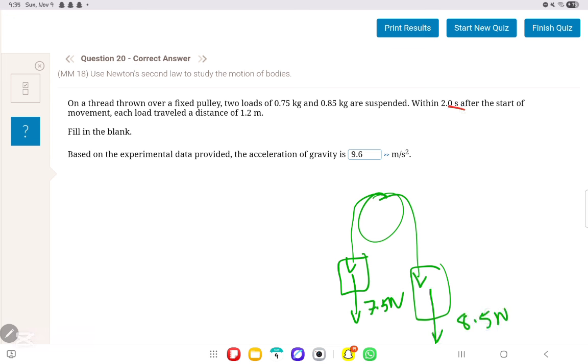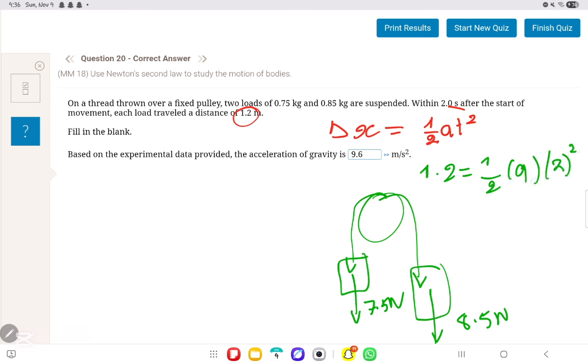Delta x is half a t squared plus v initial t. It was at rest, so v initial is 0, and we will remove it. It accelerates, so delta x is half a t squared. So delta x, which is 1.2, equals half times acceleration times 2 squared. This will give me the value to be 0.6 meters per second squared.